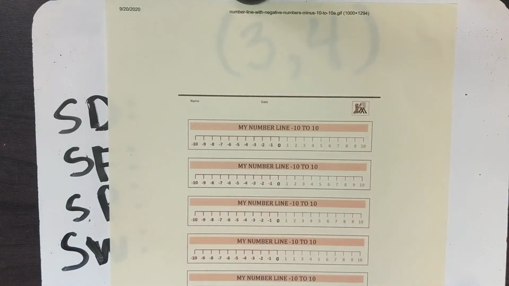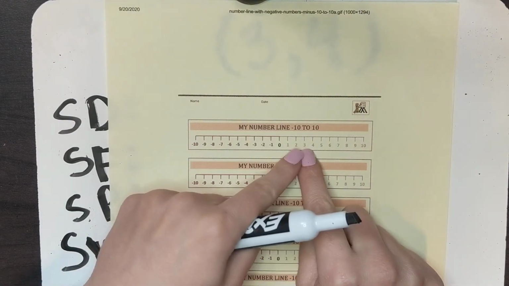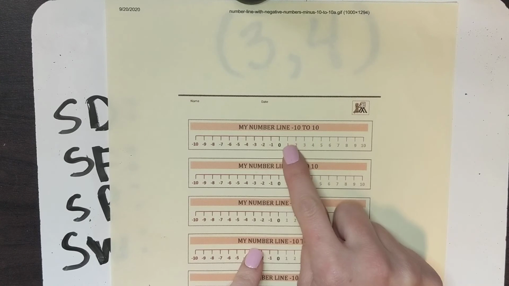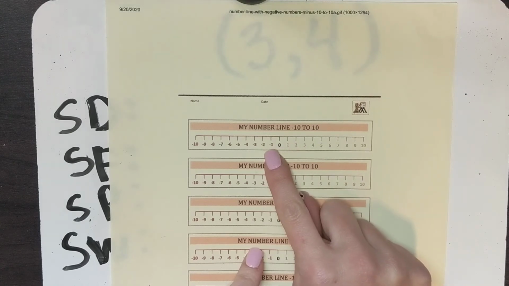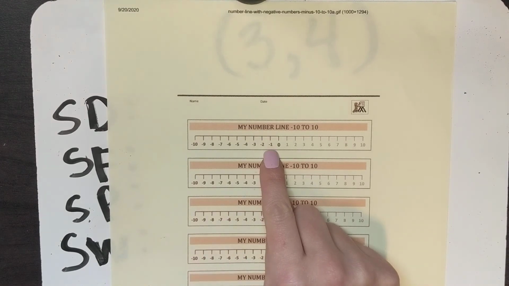Okay? If I'm starting with 3, so I have 3 of something, I start at 3 on the number line. I'm taking away, I'm subtracting, so I'm going to go to the left on my number line. So I have to go 4 spaces. So 1, 2, 3, 4, because I had 3 minus 4. Here's where I end up. I end up at -1.